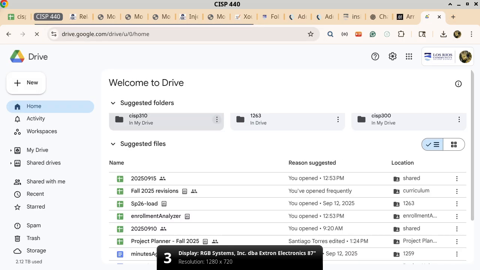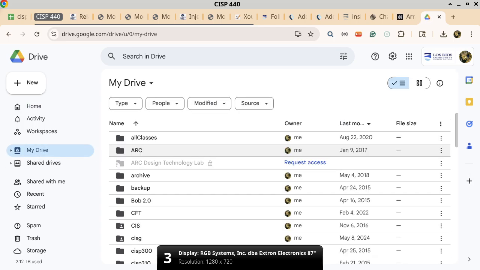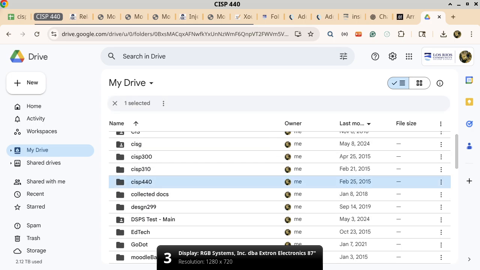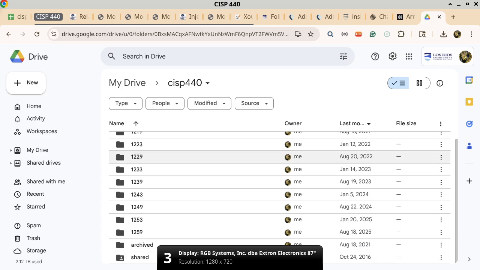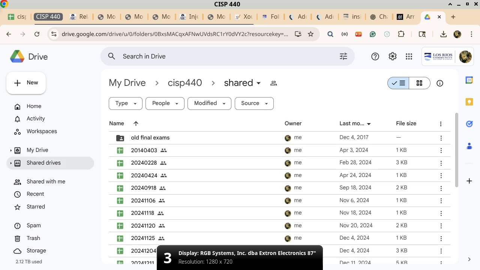All right, so I think I can use my drive and go to 440 and go to the shared folder. This way, whatever document I create, you can actually see it too. There we go. And then we'll create a new spreadsheet.